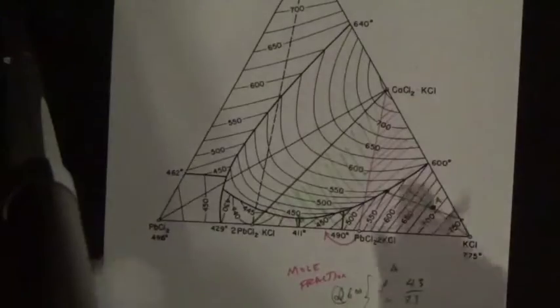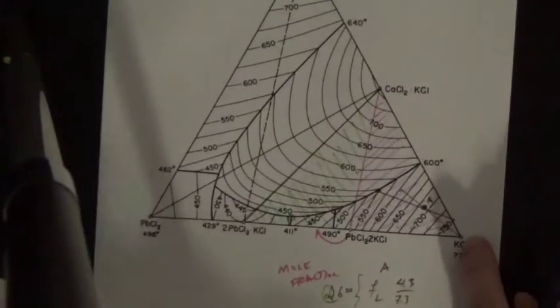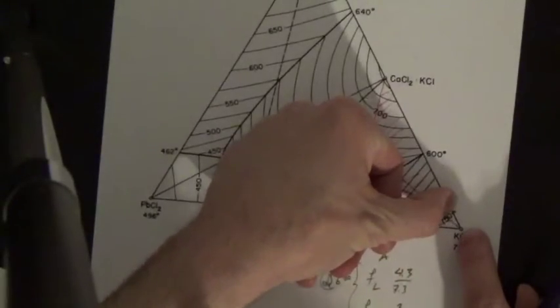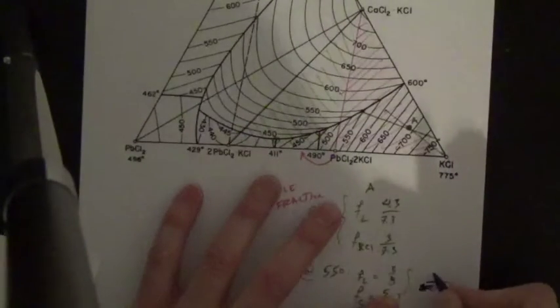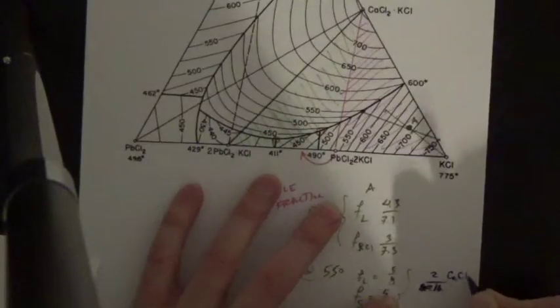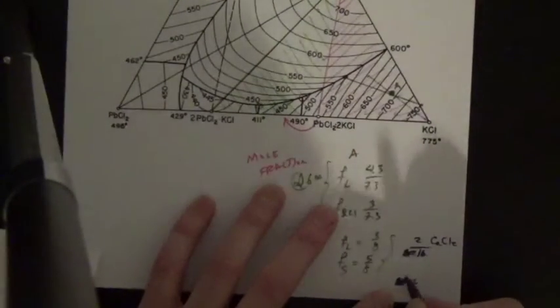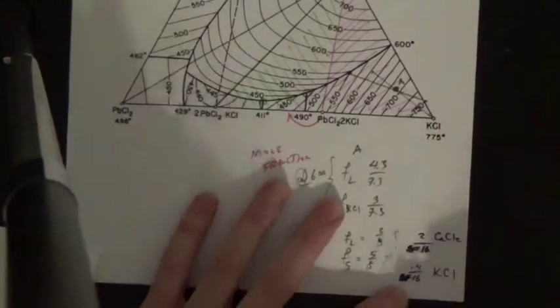And then this total length is 2. So it's going to be 2 16ths calcium chloride, 2 16ths CaCl2, and that makes it 14 16ths KCl.